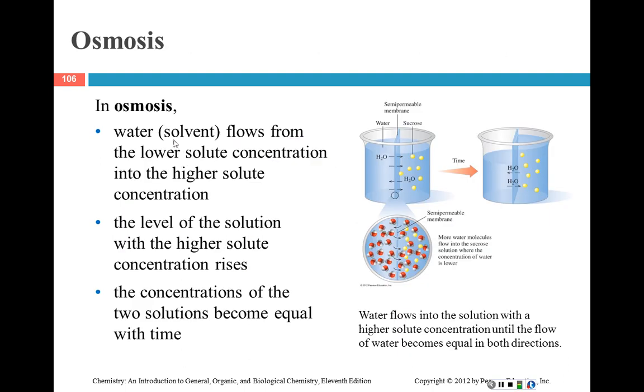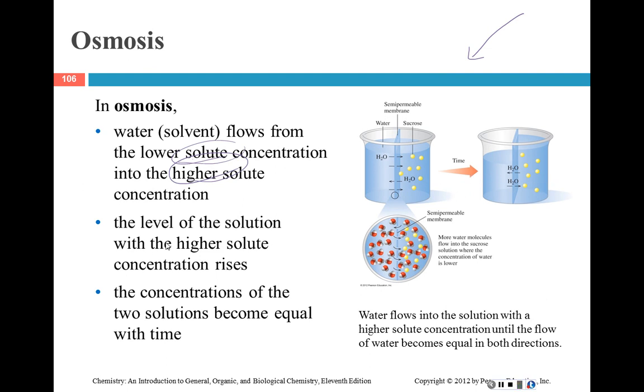Osmosis is something else that we see with solutions. The water flows from low solute to high solute concentration. That's the opposite from solutes. If you remember, solutes go from high down the concentration gradient to low. But with water, water flows from low solute concentration to higher solute concentration, because what we're trying to do is dilute it so that they will be the same concentration eventually.